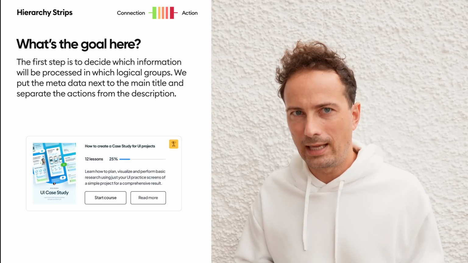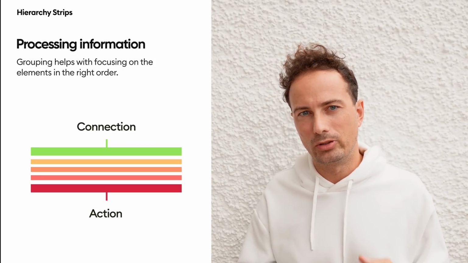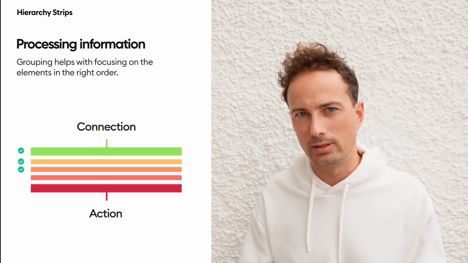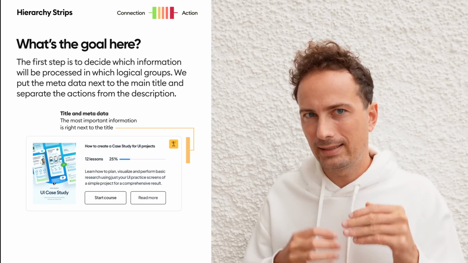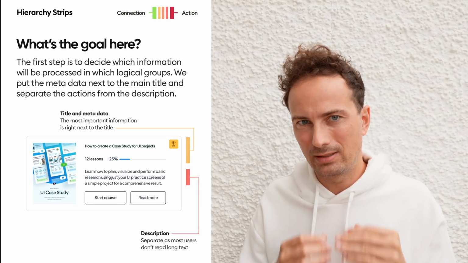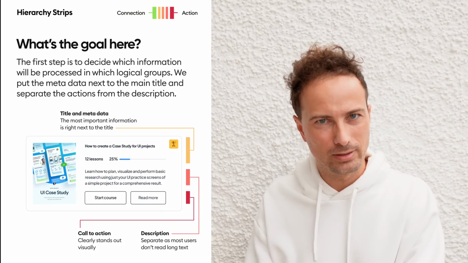Step 1. Before you start moving stuff around and changing how it looks, you need to answer yourself this one really essential question. What's the goal here? The first step is to always decide what logical groups are those elements going to be divided by, because this is how the user is going to process the information. I decided to place the metadata next to the title and then separate the description from both the metadata title group and the actions group at the bottom.